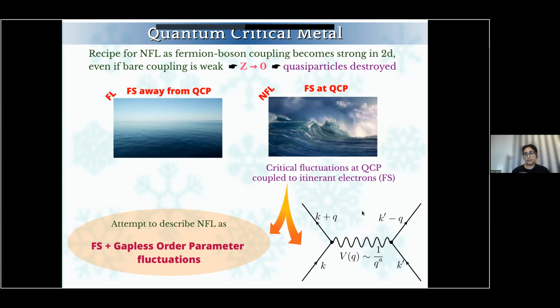For those of you who are familiar with Feynman diagrams, we can then represent the electron-electron scattering as being mediated by the propagator of a massless boson. So we will attempt to describe these non-Fermi liquid systems as resulting from the interaction between a sharply defined Fermi surface and a gapless order parameter, which is undergoing violent fluctuations.